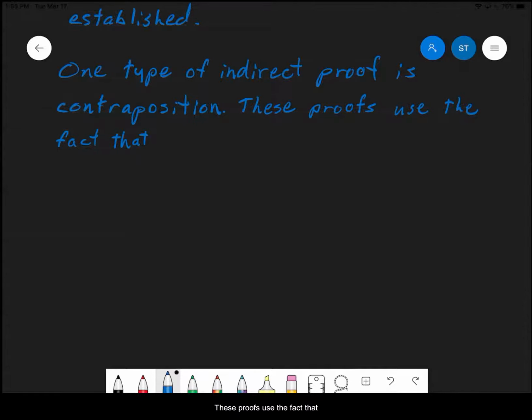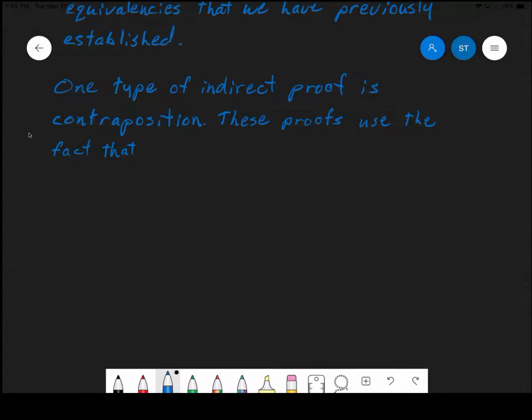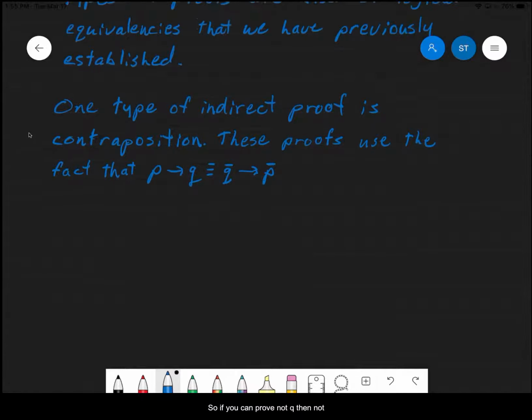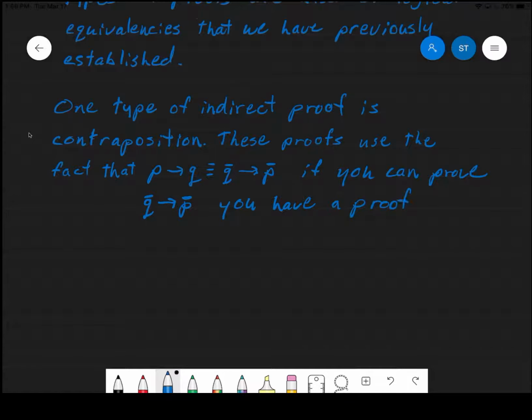These proofs use the fact that P then Q is logically equivalent to not Q then not P. So if you can prove not Q then not P, you have a proof of P then Q.